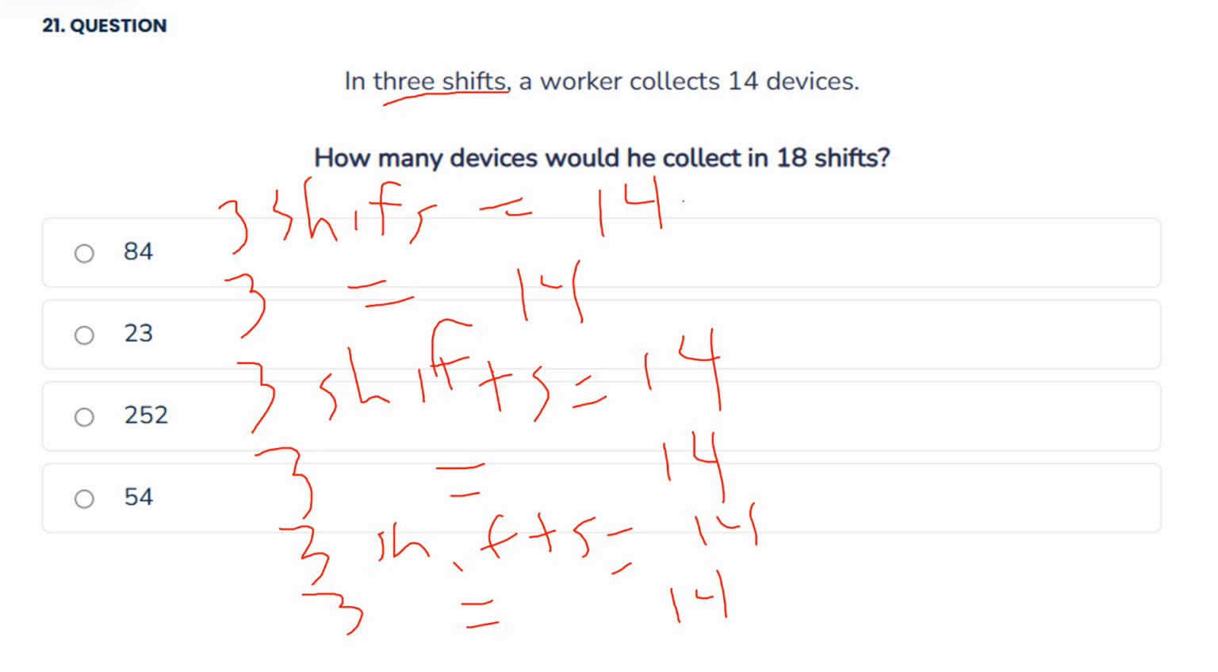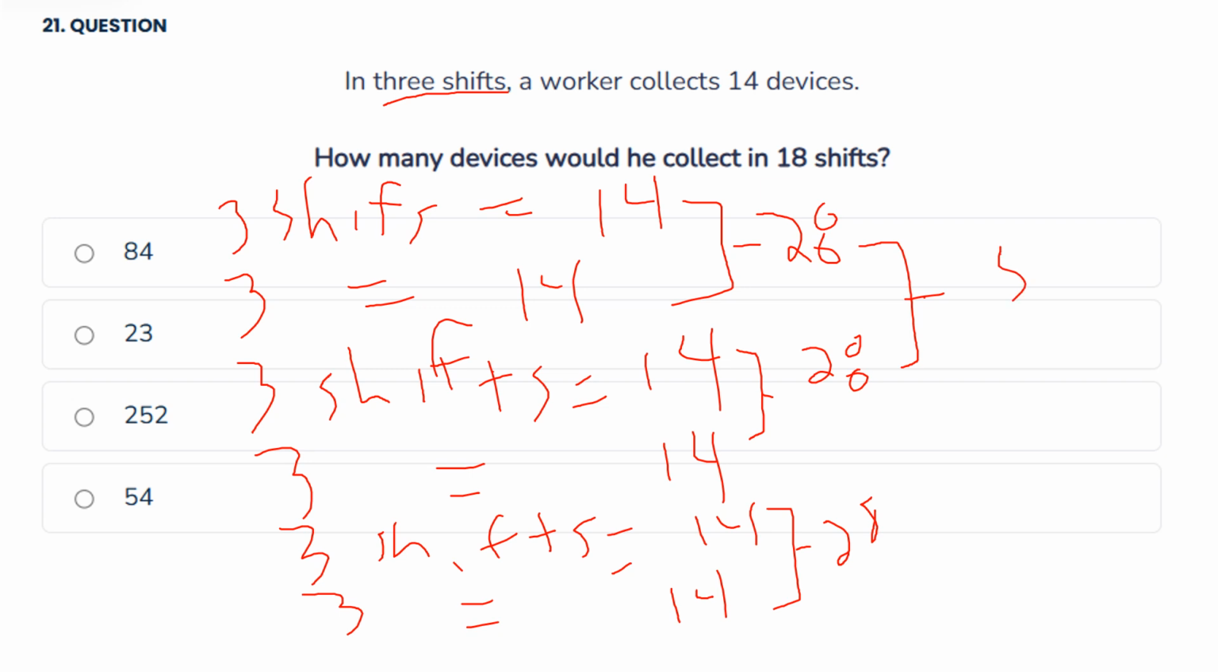So we have 28. 14 plus 14 is 28. 14 plus 14 is 28. 14 plus 14 is 28. And we add this number, 28 plus 28 is 56. And then 28 plus 56 equals 84. So the answer is 84.